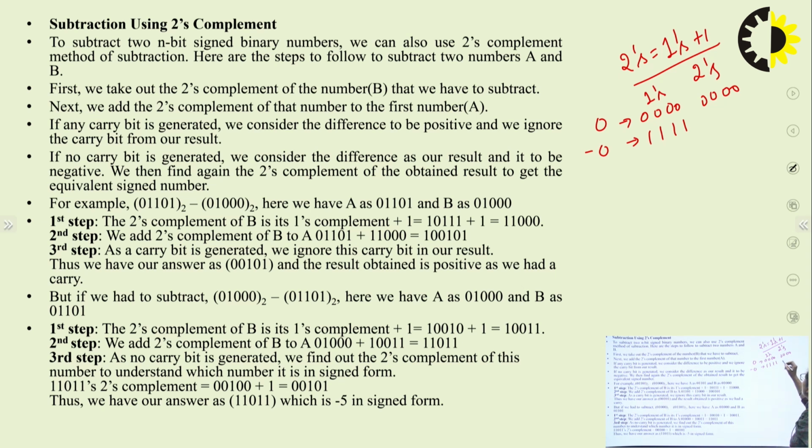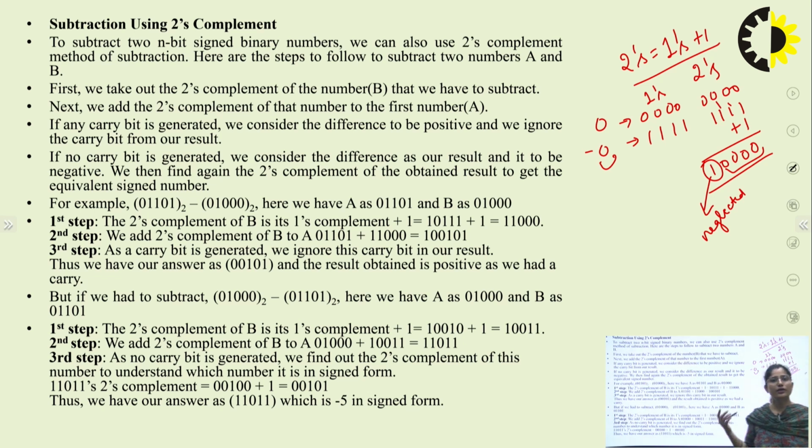Now what about 2's complement? 1's complement plus 1. That is 1 1 1 1 plus 1: 1 plus 1 is 0, carry 1, and so on, giving 0 0 0 0, and a carry is generated. In 2's complement, the carry is always neglected. So minus 0 is also represented as 0 in 2's complement. So 2's complement is always a better choice for subtraction. That's why we always prefer 2's complement for subtraction.